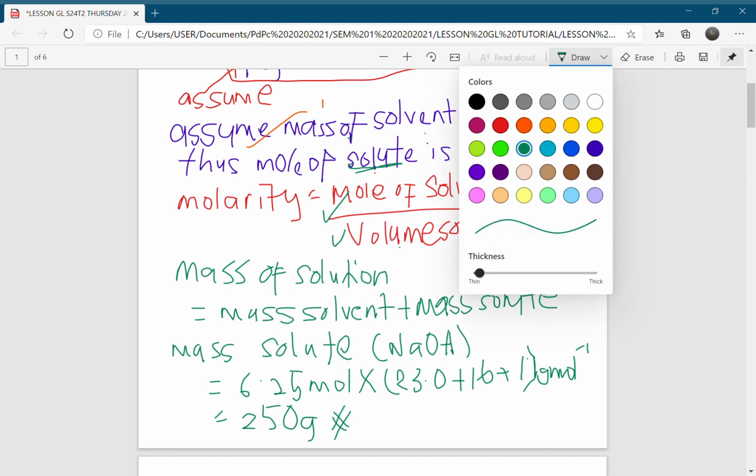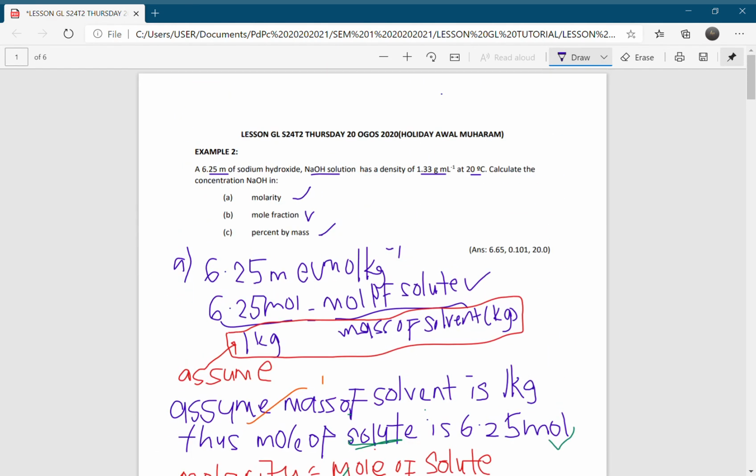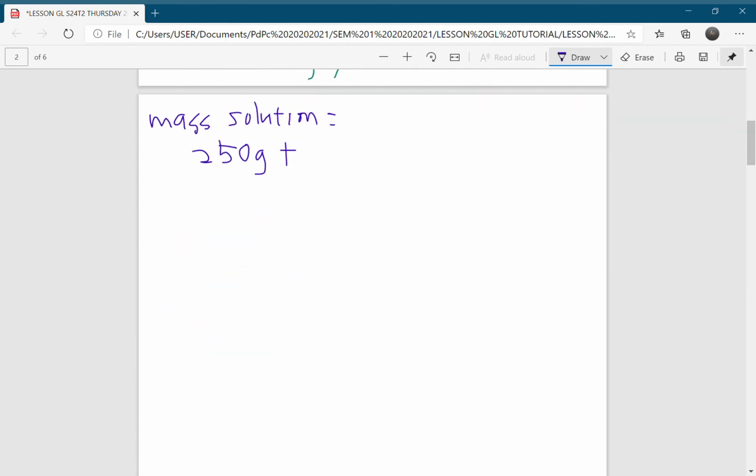Next task, find out the mass of solution by adding solute and solvent. So mass of solution equals 250 gram plus, we already have the mass of solvent as 1 kilogram. You must convert 1 kilogram into gram, so you just add 1000 gram. So you can get 1250 gram as the mass of solution.